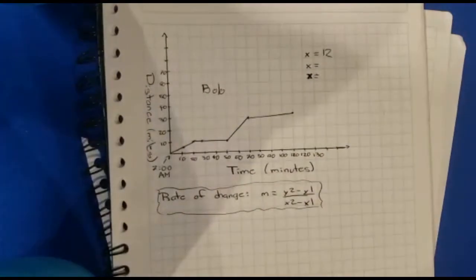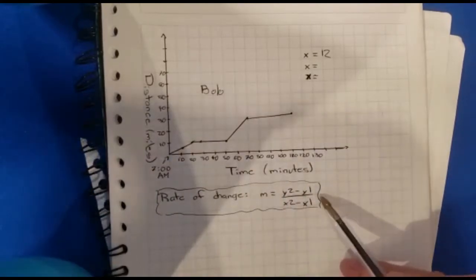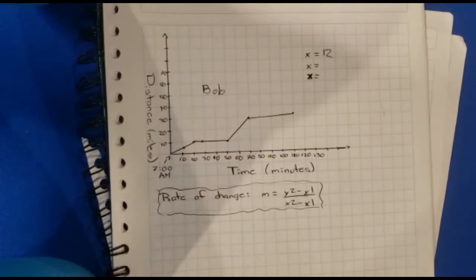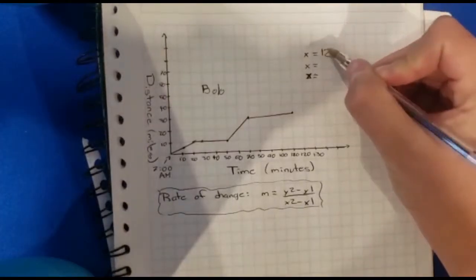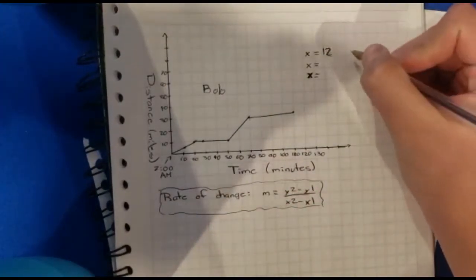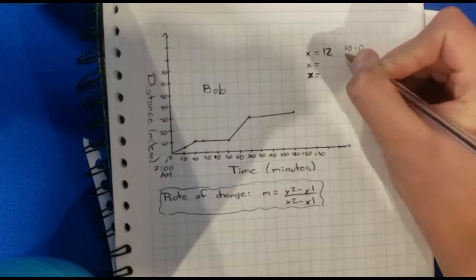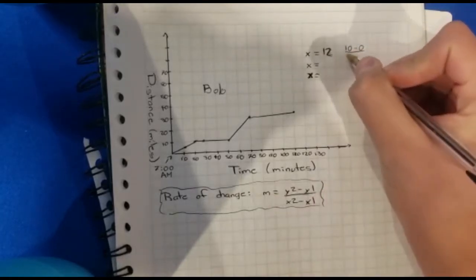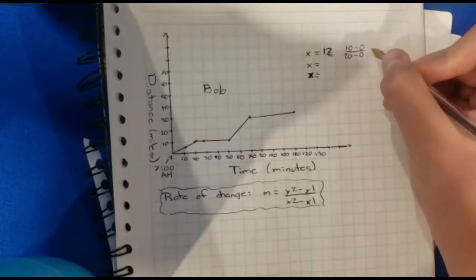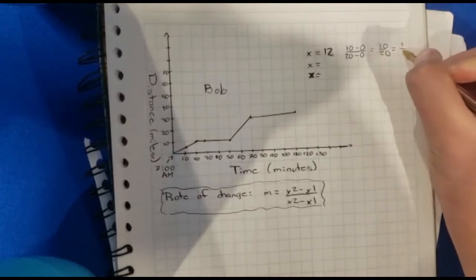If we want to calculate the rate of change, we have to use the same formula for slope, which is y2 minus y1 over x2 minus x1. To calculate the rate of change, for example, for 12, we need to substitute the values inside the same slope formula: y2 would be 10 minus y1, 0, over x2 would be 20 minus x1, which would be 0. So we have 10 over 20, giving us a final value of 1/2.